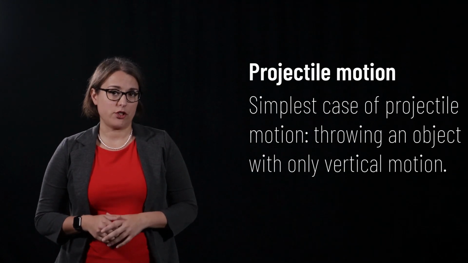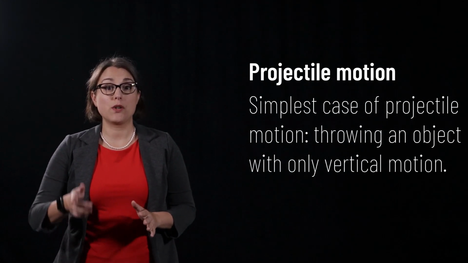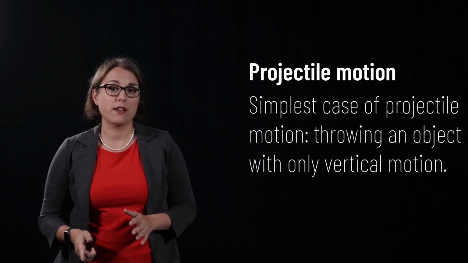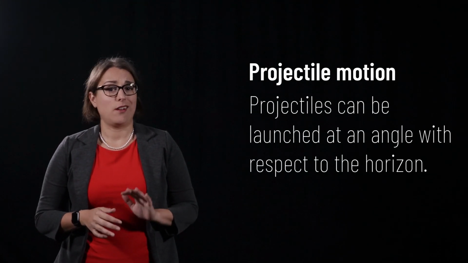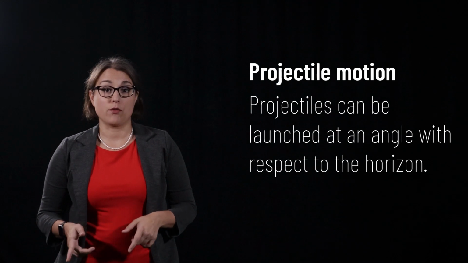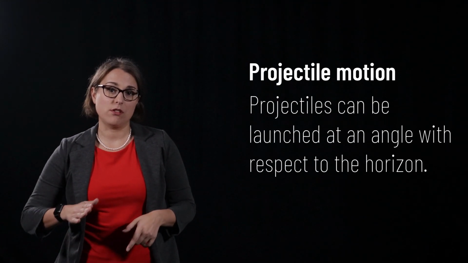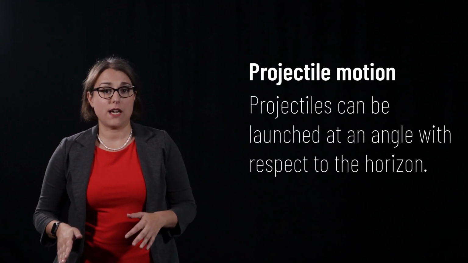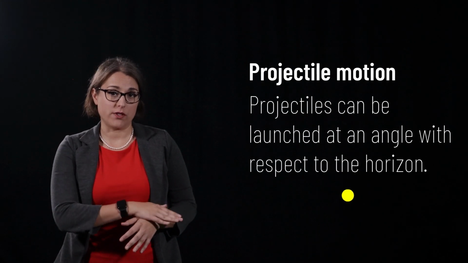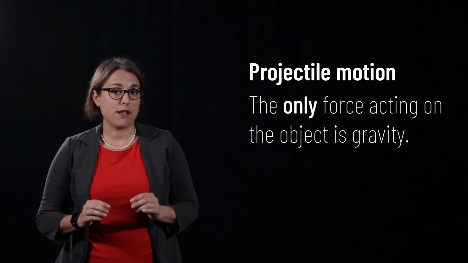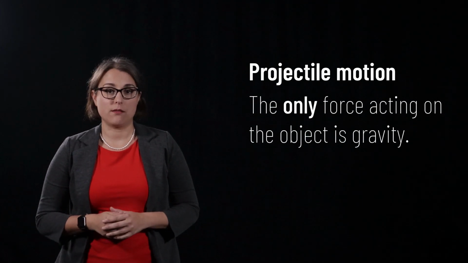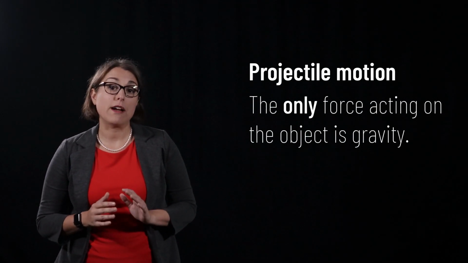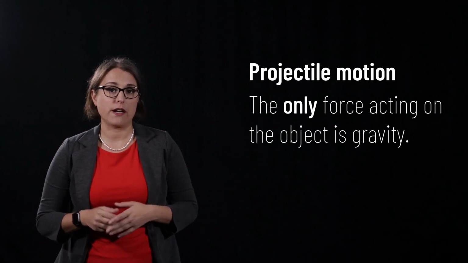In the simplest scenario, an object can be thrown in a completely vertical path. That's the scenario we've already discussed in Lecture 3. Alternatively, an object can be thrown upward, but at an angle to the horizon. This gives the object both vertical and horizontal motion. As mentioned, the only force that acts on an object during projectile motion is gravity. Gravity only works in the vertical direction.